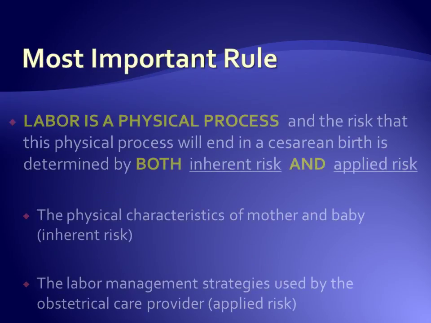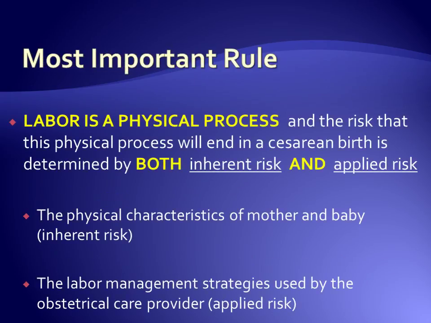The most important rule when creating a cesarean birth measure is that labor is a physical process, and the risk that this physical process will end in a cesarean birth is determined by both inherent risk and applied risk. Since this is the most important rule, I am going to say it again. Labor is a physical process, and the risk that this physical process will end in a cesarean birth is determined by both inherent risk and applied risk.